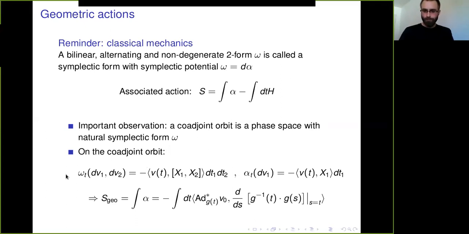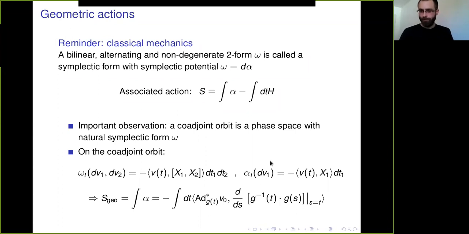Now, on this coadjoint orbit, the symplectic form omega is defined in the following way. Putting some dv1 and dv2, so some vectors on the coadjoint orbit, into this two-form is equivalent to applying the state V onto the bracket of x1 and x2. And x1 and x2 are dual to dv1 and dv2 in the sense that applying x1 onto V induces the change dv1 and applying x2 onto V induces the change dv2. One immediately sees from this definition that the symplectic form is bilinear and also alternating, which is nice to see. Non-degeneracy is a bit more complicated to see, which is the reason why I won't show it here.